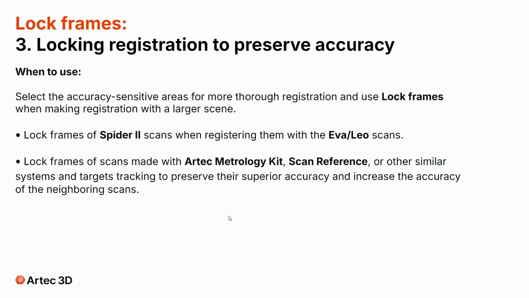Our third and final use case for log frames is all about preserving accuracy in hybrid projects. When you combine data from different scanners, for example, using the high precision Spider 2 for the details and an Eva or Leo for the large geometry, you should first register your Spider scans perfectly on their own. Once you're satisfied, log those frames. This ensures that when you align them with the larger, slightly less precise scans, the high-resolution Spider data remains completely undistorted.